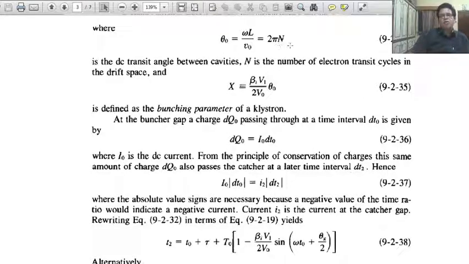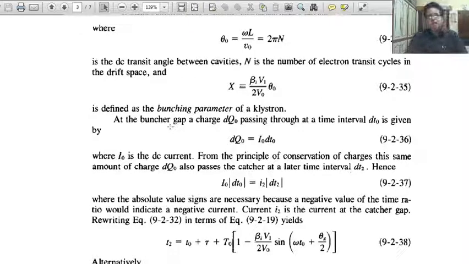Now theta 0 equal to 2 pi N, where capital N is the number of electron transit cycles in the drift space, and capital X equal to beta I V1 upon 2V0 times theta 0. This is known as the bunching parameter of a klystron. Capital X is known as the bunching parameter of the klystron.